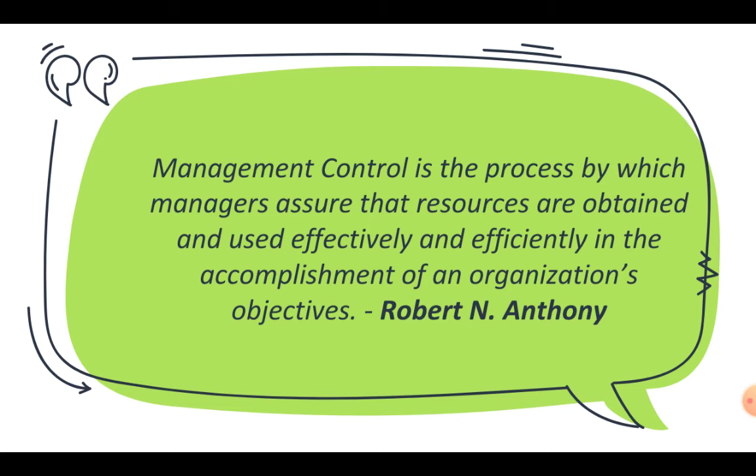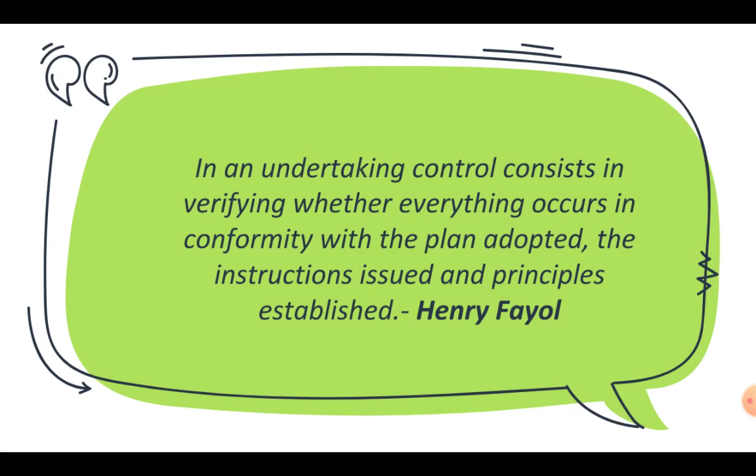In fact, Robert Anthony even goes to the extent of saying that control even ensures the arrangement of required resources, ensures that resources are available even for the future, by arranging them for today, for tomorrow, and for later on. And then a definition by, of course, Henry Fayol, the father of management that we have. According to Henry Fayol, in an undertaking, control consists in verifying whether everything occurs in conformity with the plan adopted, the instructions issued, and principles established.